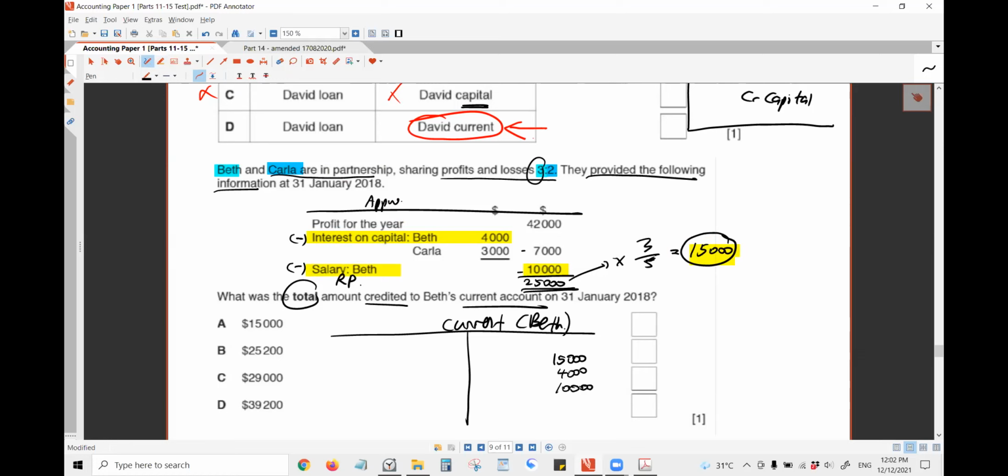So if you have forgotten how we do a current account, you may have to get back to chapter 14 again and revise and do some questions there. We did quite a couple of questions already there for current account. So you total this up, then you can get the answer. 15,000 plus 4,000 plus 10,000. Answer is C. 15 seconds, I'll let you digest. Then we see the next question.